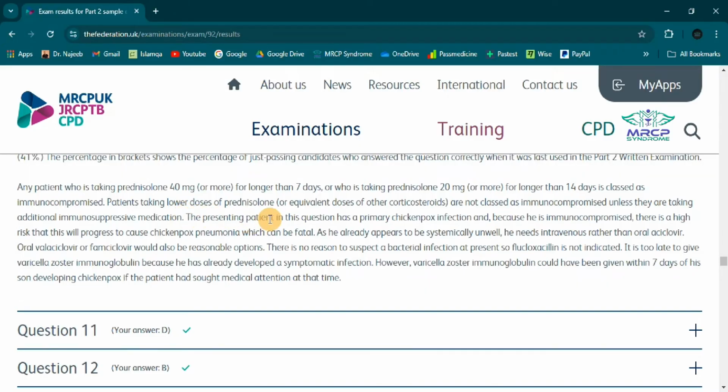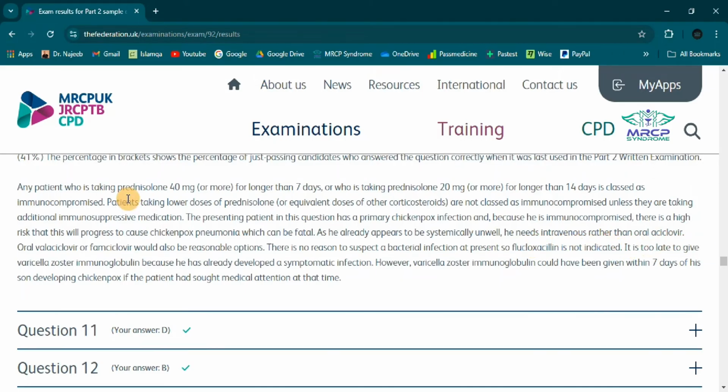The presenting patient in this question has a primary chickenpox infection. Because he is immunocompromised, there is a high risk that this will progress to cause chickenpox pneumonia, which can be fatal. As he already appears to be systemically unwell, he needs IV rather than oral acyclovir. Oral valacyclovir or famciclovir would also be a reasonable option. There is no need to suspect a bacterial infection at present, so flucloxacillin is not indicated.